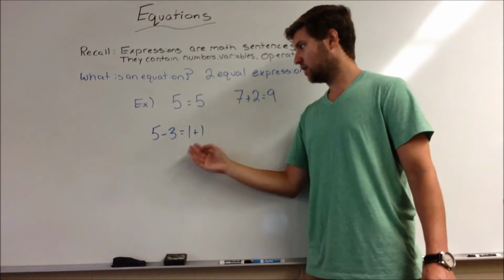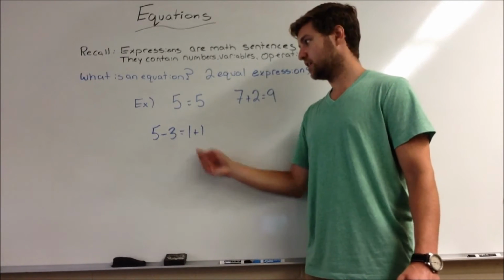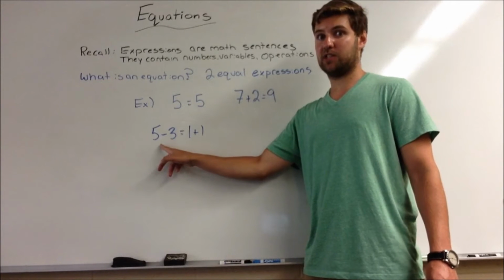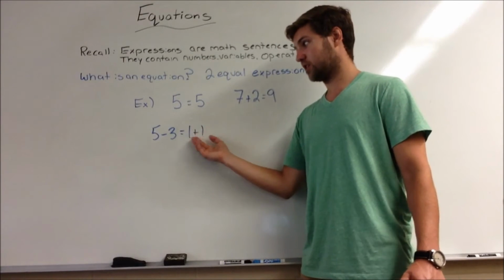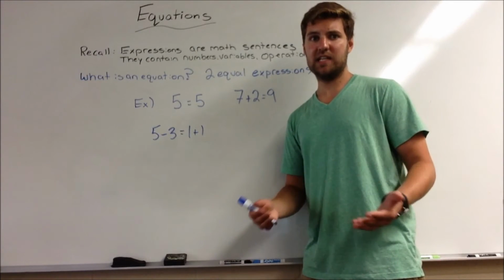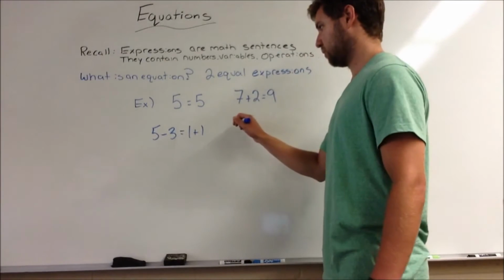Down here, now we have two numbers on each side of our expression. 5 minus 3 is equal to 1 plus 1. Right? 5 minus 3, this side of the expression is 2. This side of the expression is 2 as well. So this expression and this expression are the same, so they're equal. So it's pretty easy to come up with equations. There's tons of them.